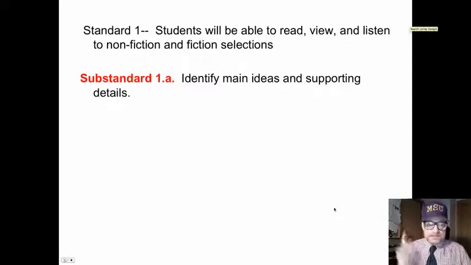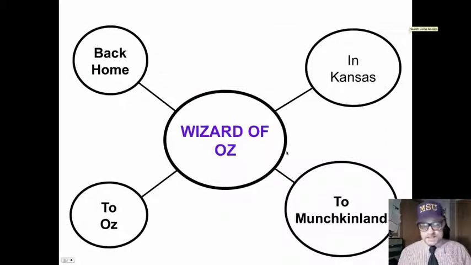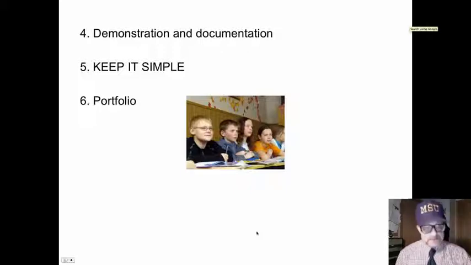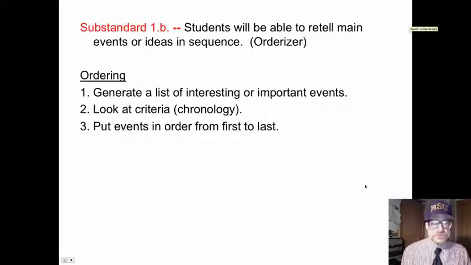Example, standard 1, all right? Identify main ideas and supporting details. This is taken from Minnesota Academic Standards. Main idea, I keep it very simple. Read a book, what's the main idea, and some supporting details. This is a web and brainstorm with a paragraph, with expository text or narrative text. You want students to demonstrate and document. Keep it simple. Rigor is not the same as complexity. Ideally, students would have a portfolio of some sort where they could keep their demonstration.